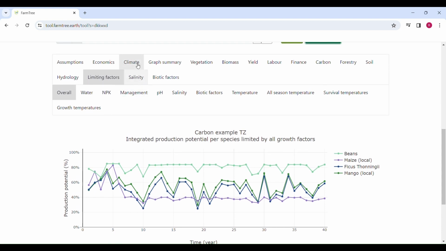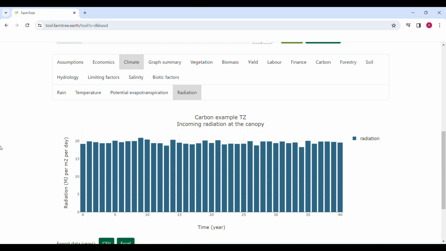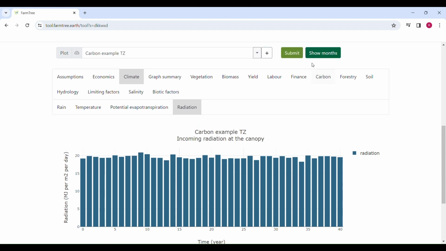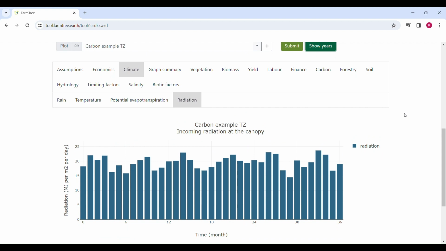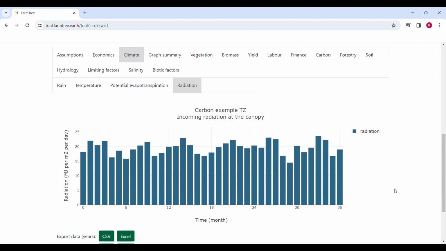Also, it is important to be aware of the fact that biomass is produced when plants assimilate CO2 for the photosynthesis process, and for that radiation is an important factor. Show months and we can see how it varies over the months. And this is especially relevant for climates like Europe, where the shortage of radiation can significantly decrease biomass production.